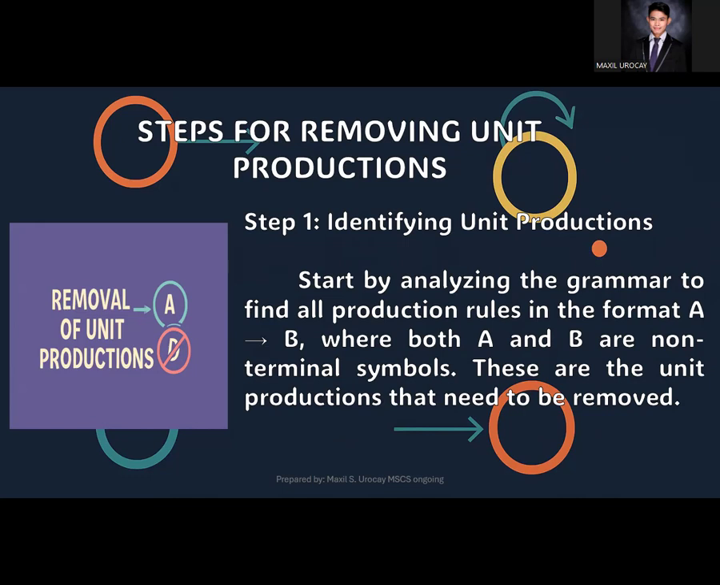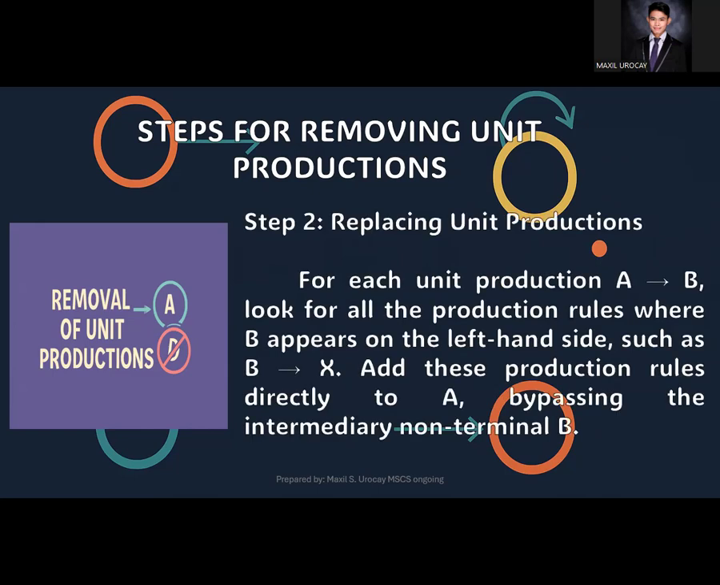Start by analyzing the grammar to find all the production rules of the format A to B, where both A and B are non-terminal symbols. These are the unit productions that need to be removed. Then, replacing unit production: for each production A to B, look for all the production rules where B appears on the left-hand side, such as B to X, and add these production rules to A, bypassing the intermediary non-terminal B.